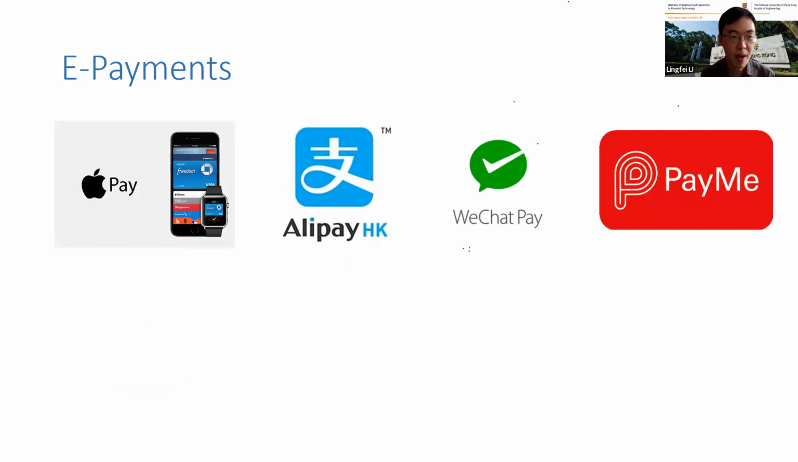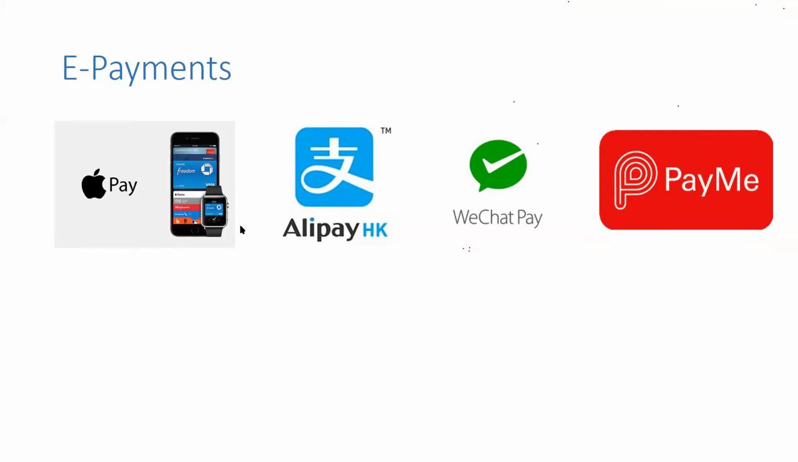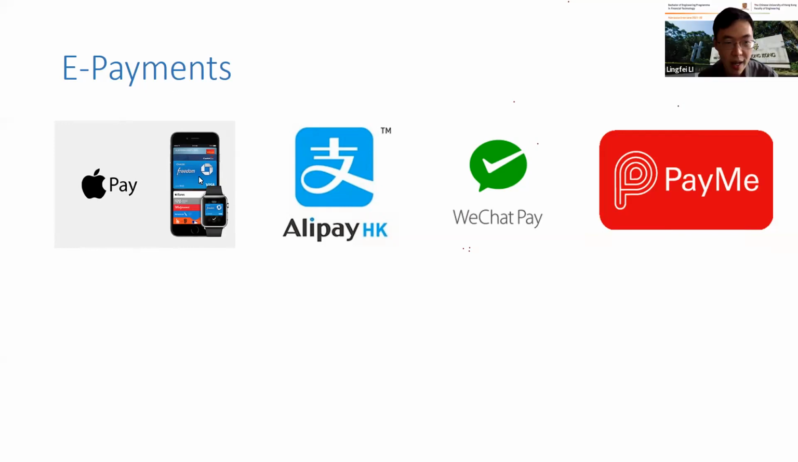So let's first look at e-payments. I'm pretty sure many of you have used these services before, like Alipay, WeChat Pay, or PayMe. If you have an iPhone, you could also use Apple Pay. If you're using Samsung, you can use Samsung Pay. There are all kinds of so-called e-payment services offered from different sources. Let me just use Apple Pay as an example.